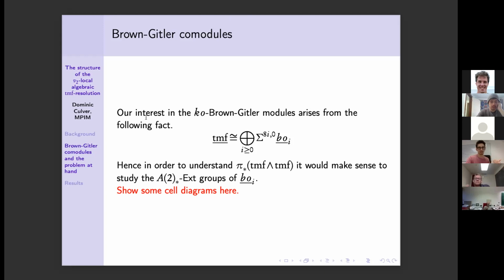there's a splitting of the homology of TMF in terms of these BO Brown-Gittler comodules. The homology of TMF is this infinitely generated thing, so that maybe is not an immediately easy thing to compute Ext for. So you want to try and break it up into smaller things. It does turn out that each of the BOi's is going to be finite dimensional. So now you just have to compute, granted, infinitely many things, but they're all finite. So that's nice.